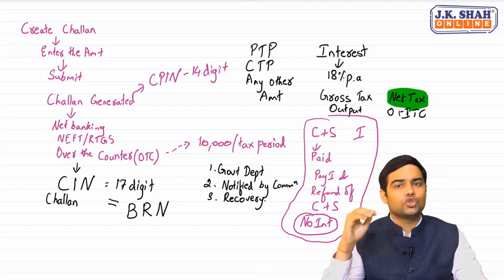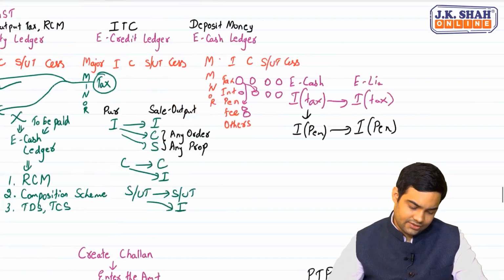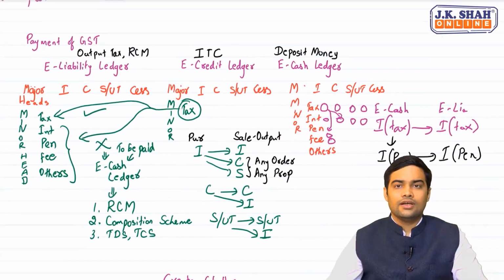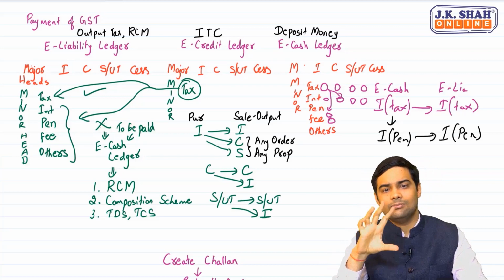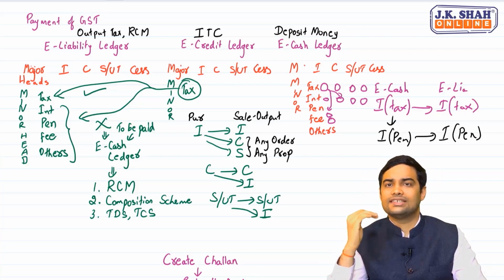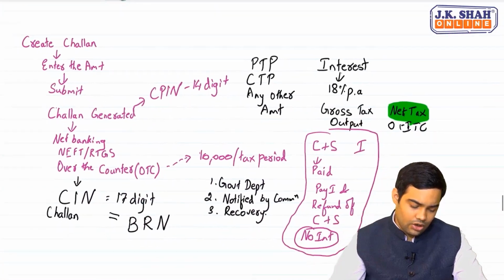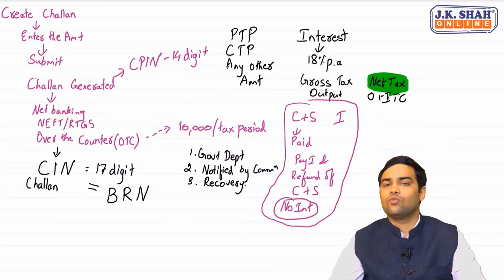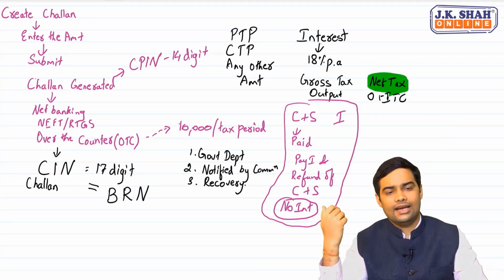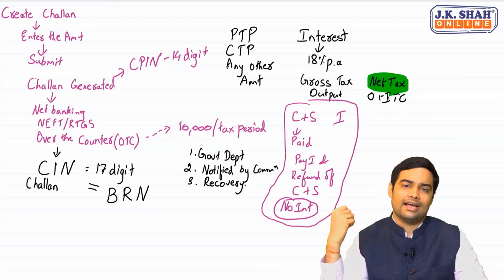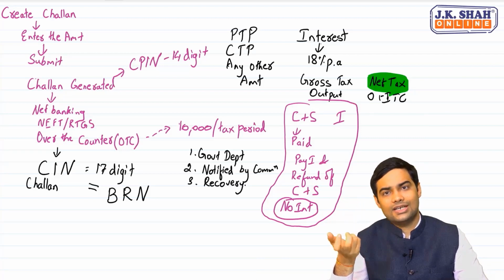Clear? So first we started with all the three ledgers. We understood that there is complete synchronization between the ledgers. There are rules given for the usage of ledger. Then we entered into how to create a challan. What is CPIN, Common Portal Identification Number, CIN, Challan Identification Number, BRN, Bank Reference Number. And then we understood the limit of up to 10,000 per tax period.